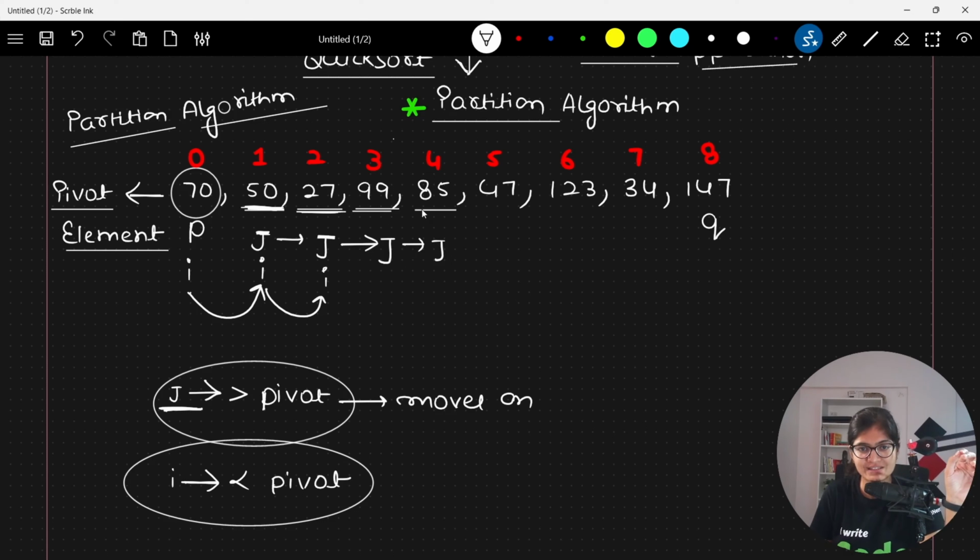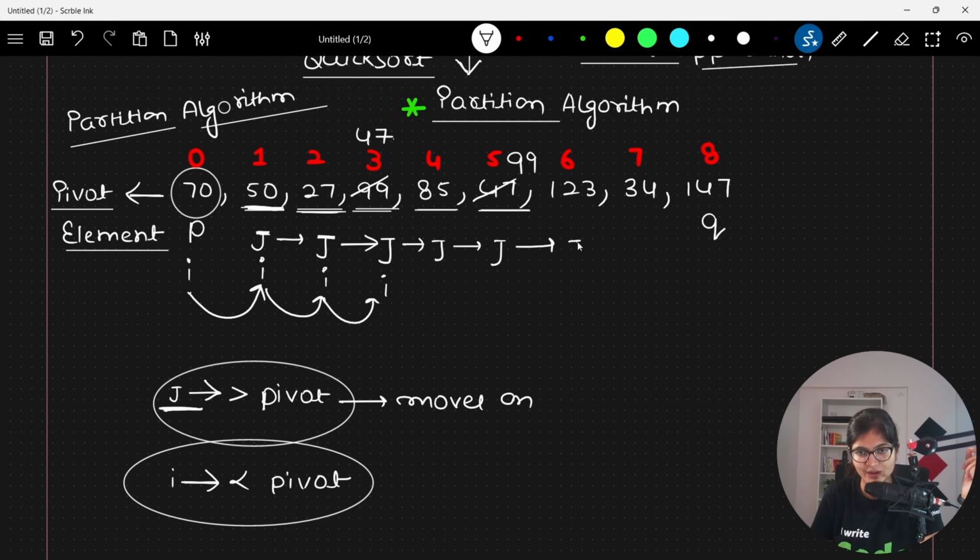Similarly, again here if you see, the value 85 is greater than the value of 70. So it will not do anything and it will simply move on. Now the value is 47. Again, this value is smaller than the pivot element. So first of all, it will connect to I. I will update the index by 1, and then a swap will happen. Now what is the value of array of I? 99. What is the value of array of J? 47. So 99 will go here, 47 will go here. Correct?